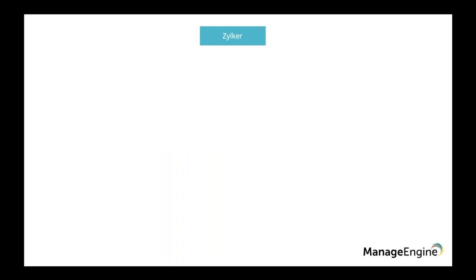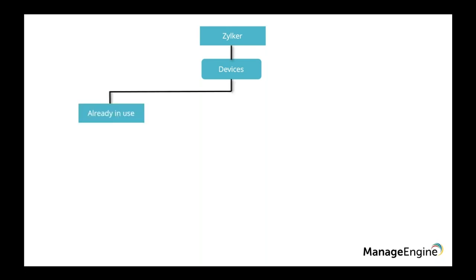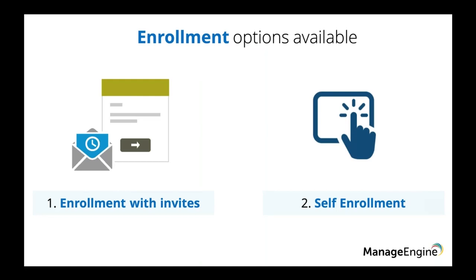So let's take a quick example over here. I am part of an organization called Zilker. I'm the IT administrator, and my company has given me a set of devices to enroll and manage with the MDM solution. There are two types of devices over here: devices that are already in use and new devices that are freshly procured from your resellers or from the device vendors directly. First we would be dealing with how you can enroll devices that are already in use. And for that, we have certain enrollment options available, which are enrolling the device using enrollment via invite or the self-enrollment option.